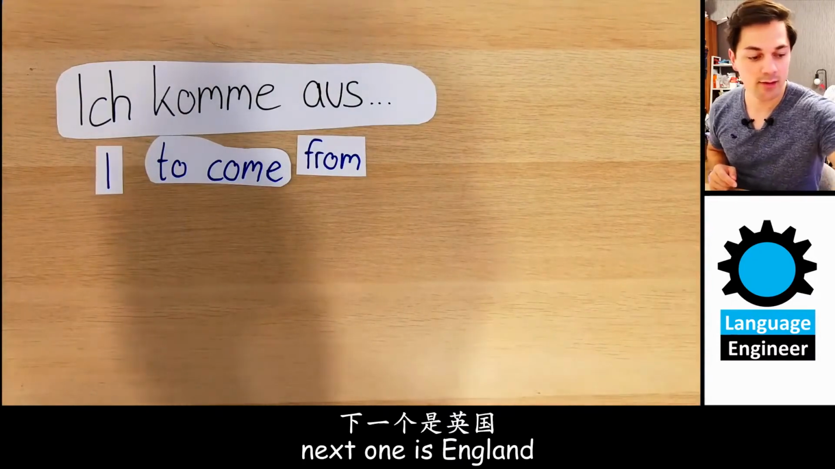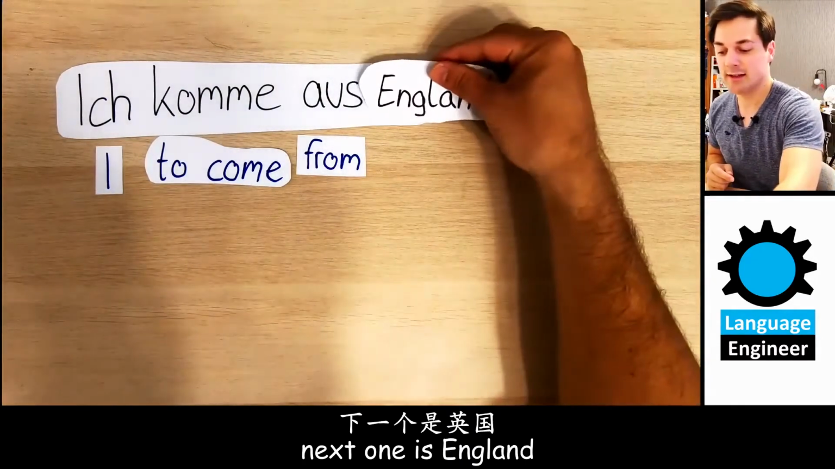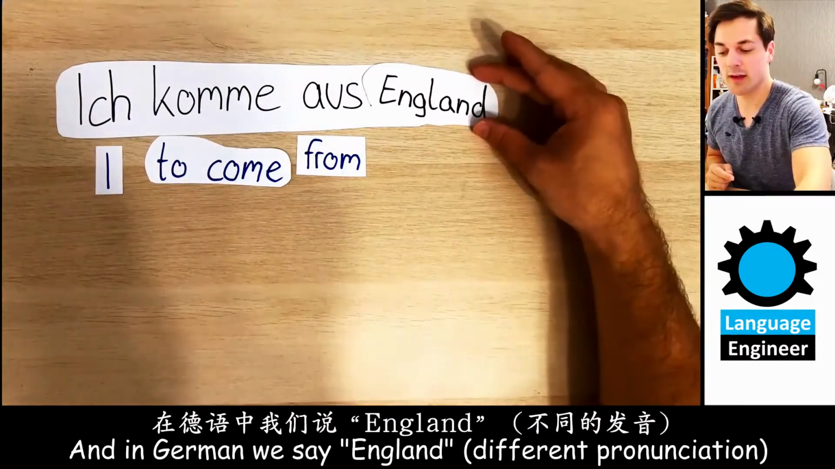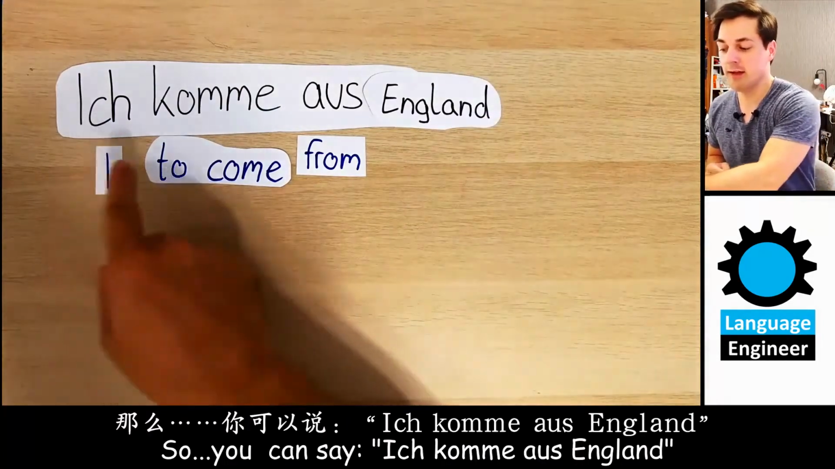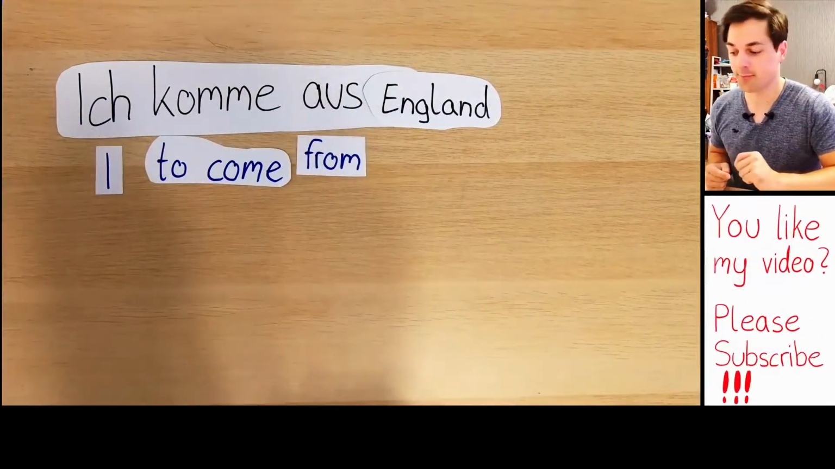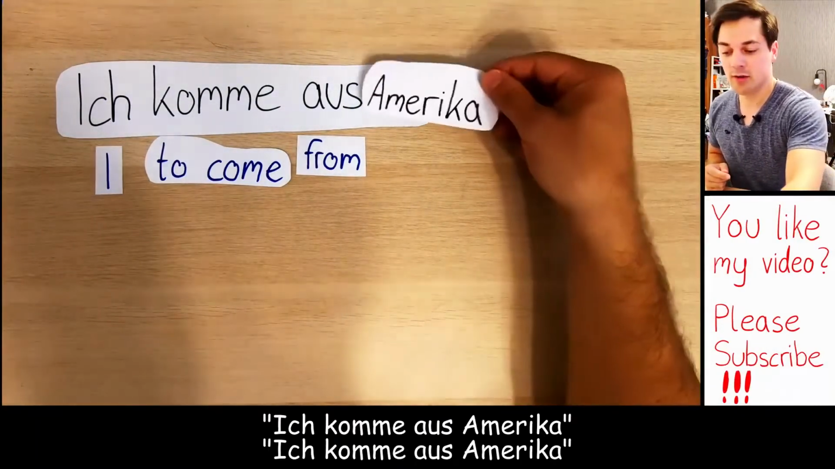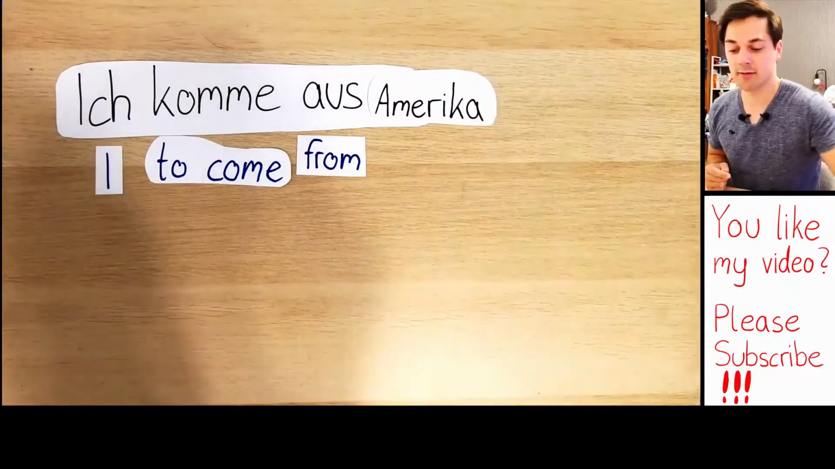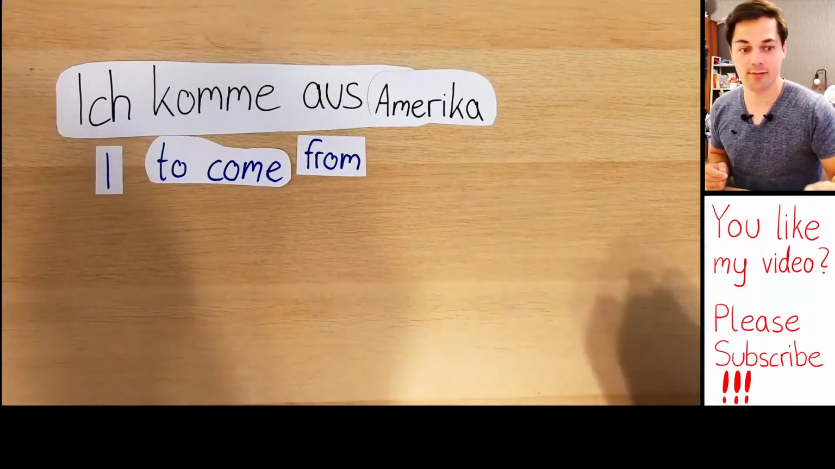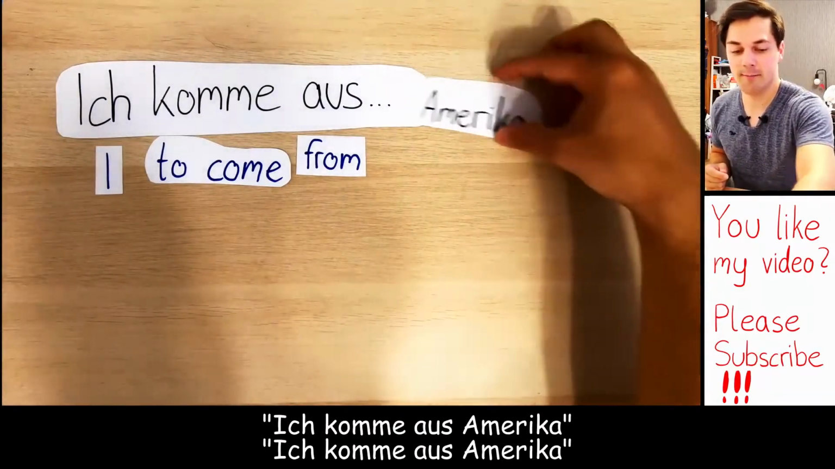Okay. Next one is England. And in German we say England. So you can say Ich komme aus England. Okay, next one. Ich komme aus Amerika. America.